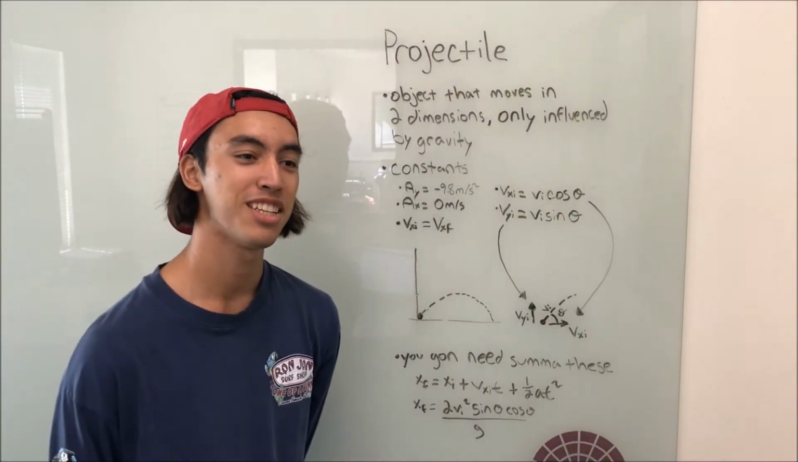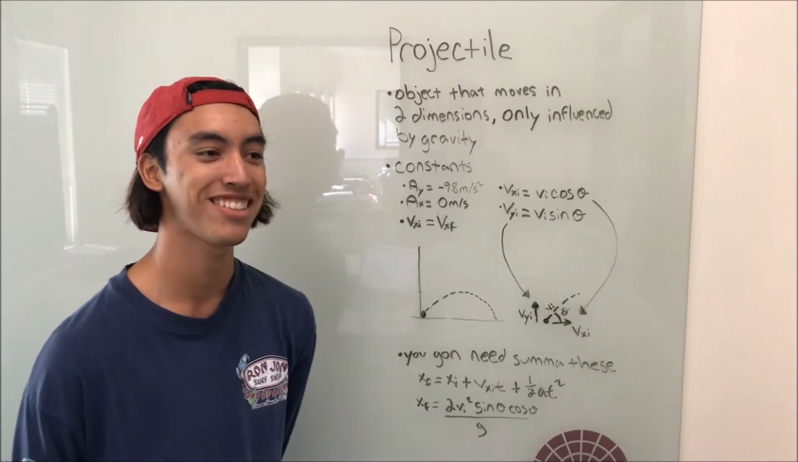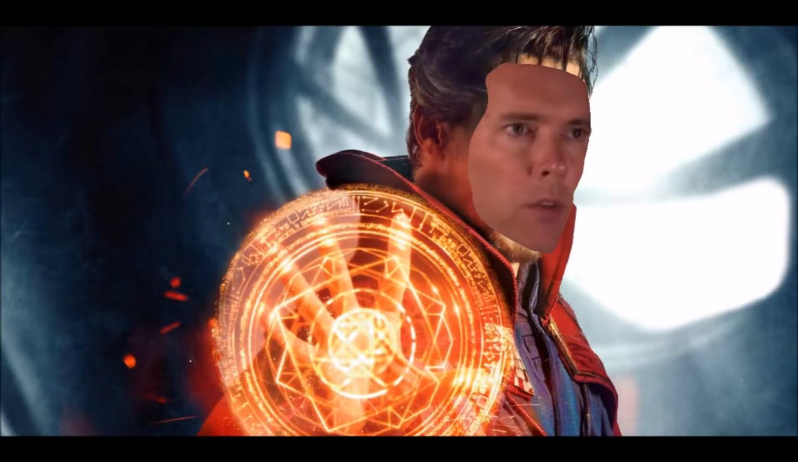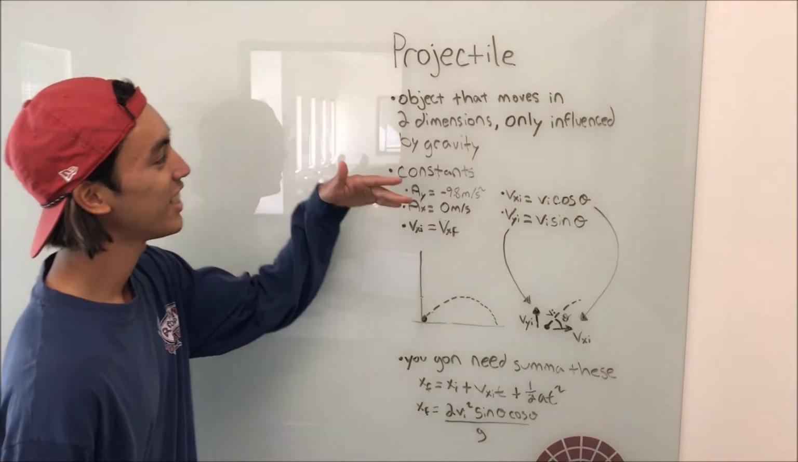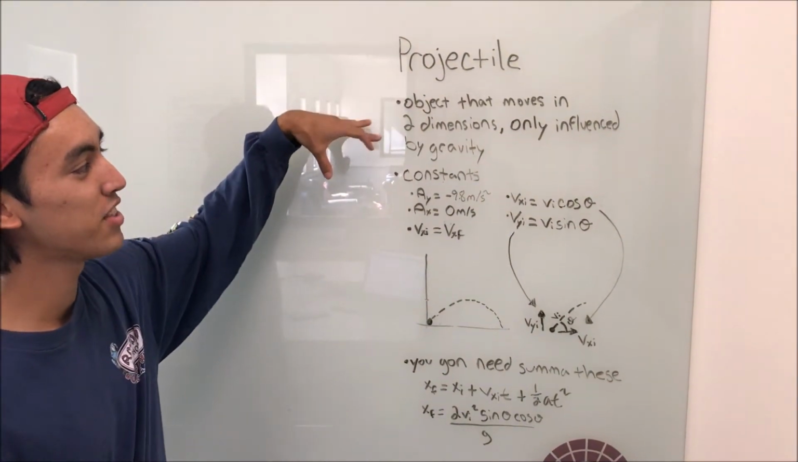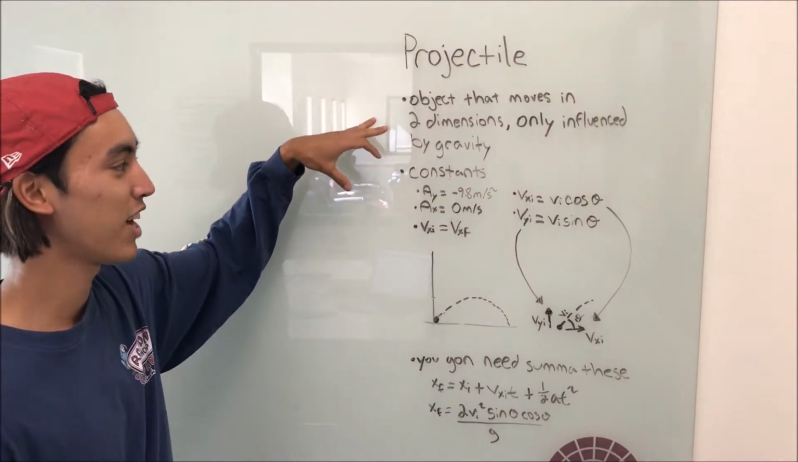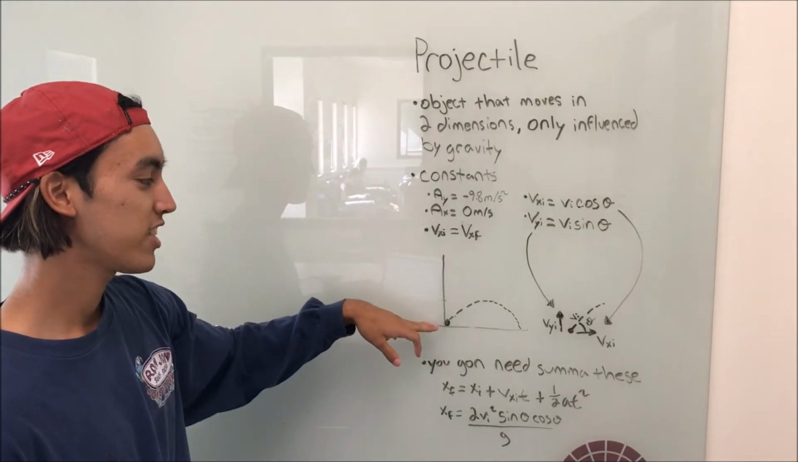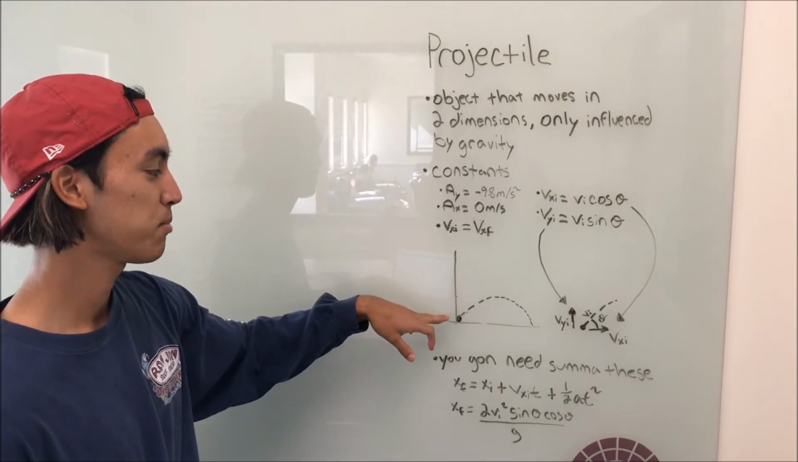Hello, my name is Professor Zach, apprentice to Professor Maddie A. I'll be teaching about projectiles. A projectile is an object that moves in 2 dimensions only influenced by gravity. It moves in a characteristic parabolic motion like this pictured.